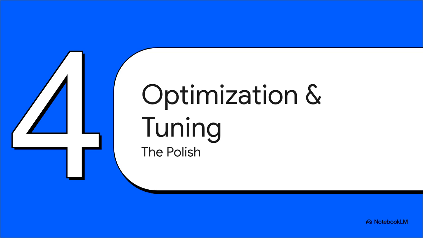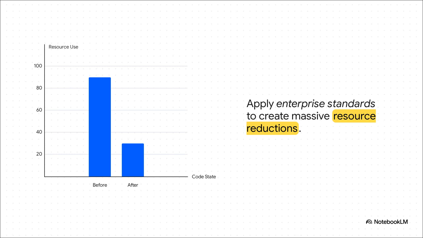Okay, let's move into the polish phase. Section 4, Optimization, Debugging, and Performance. We're tackling a pain point we all know way too well here. Because applying enterprise coding standards creates a massive reduction in resource consumption.